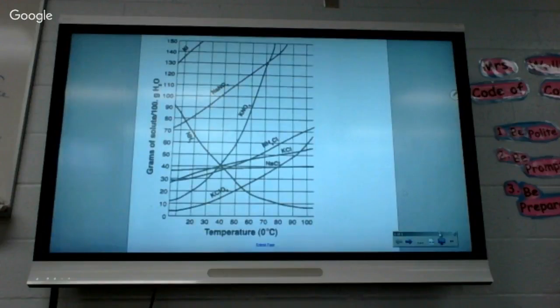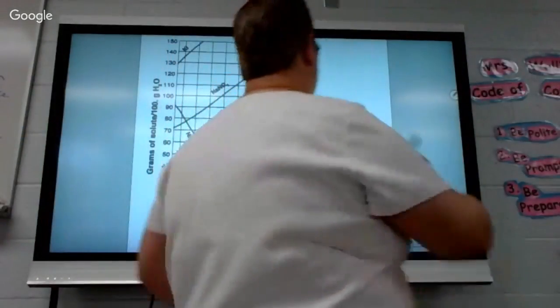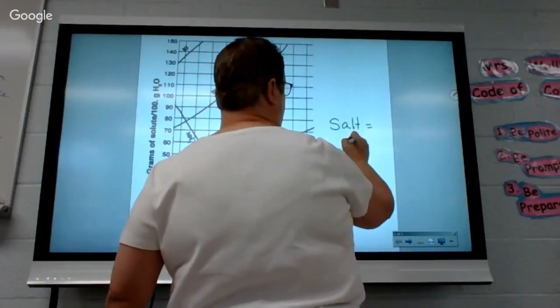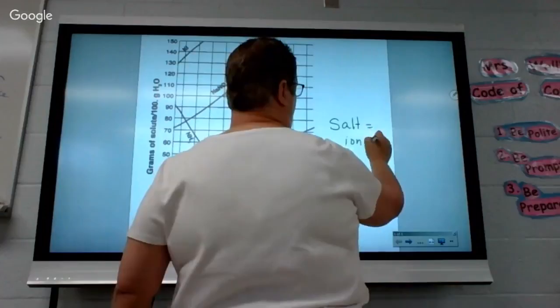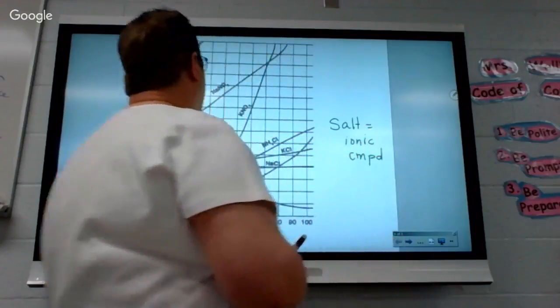All of these are salts. Are what? All of them are salts if they're ionic compounds. That's the definition that I haven't talked about because we haven't done the acids or bases yet. But a salt is just another word for an ionic compound.